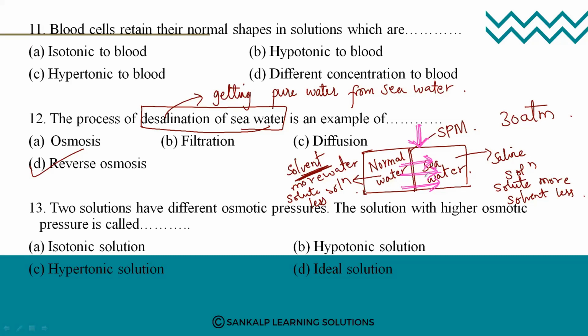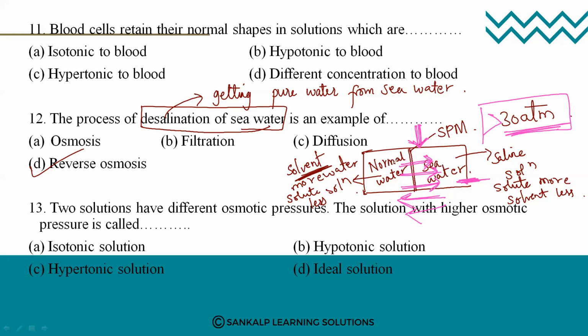The water from the seawater side starts getting into the fresh water. The water molecules in this seawater start to move into the fresh water. Why? Due to the increase in the external pressure. I'm applying external pressure more than this 30 atmospheric pressure. So this is called reverse osmosis.